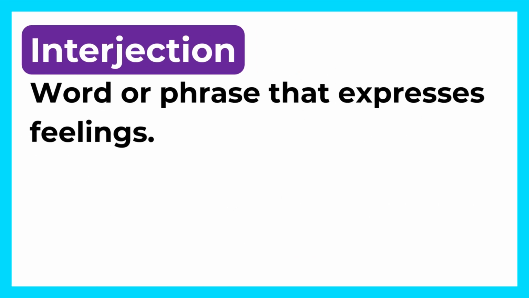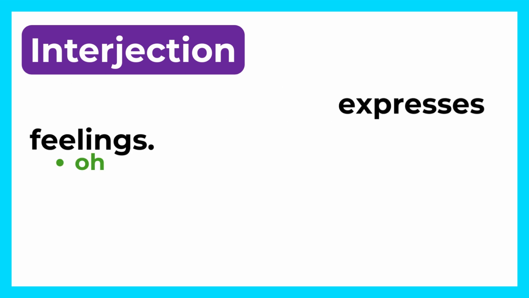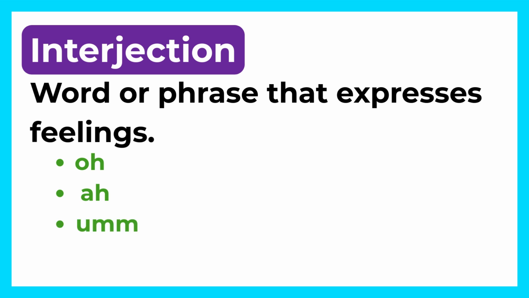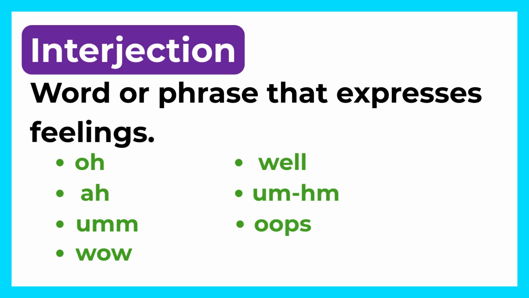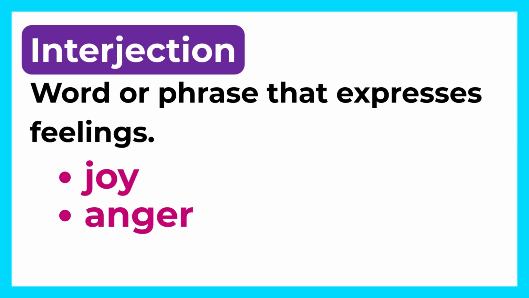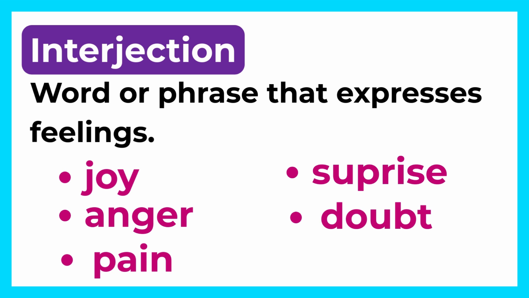An interjection is a word or phrase that expresses feeling. It is grammatically independent from the words around it. For example, the interjections are oh, um, wow, well, uh-oh, oops, yay, and many more. Different interjections show different feelings such as joy, anger, pain, surprise, doubt, etc.